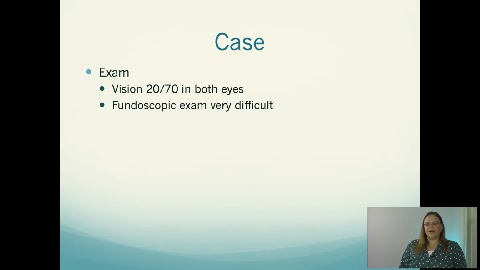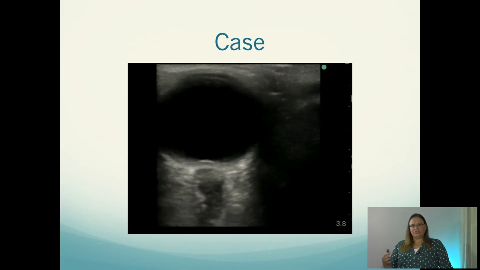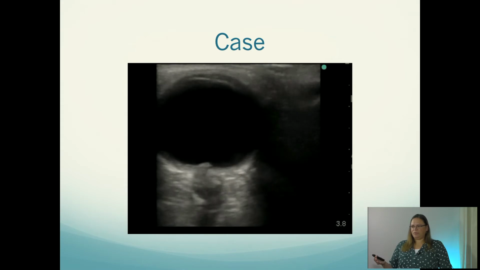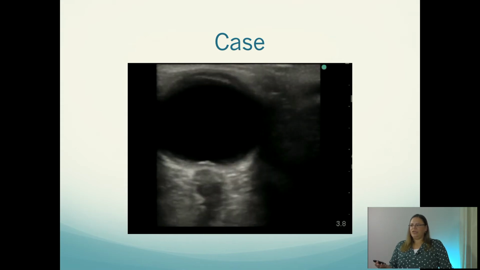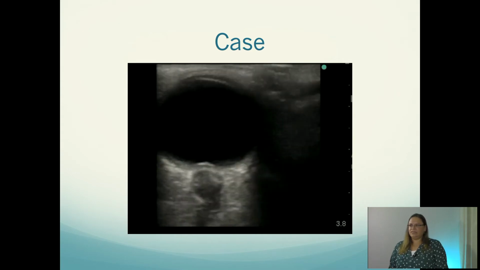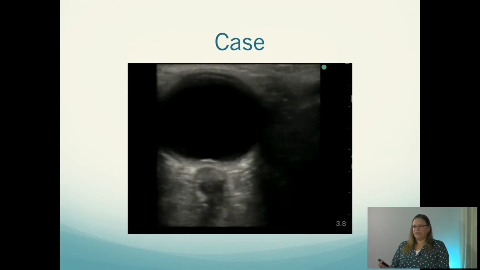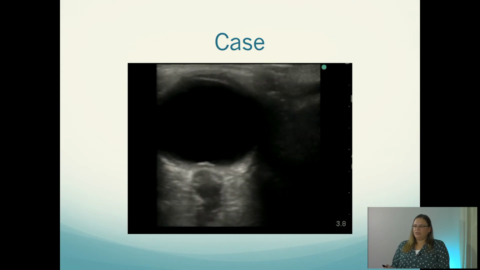and of course the fundoscopic exam is very difficult for multiple reasons. So we're going to take a look with ultrasound, and this is what we see. So again, you want to do your standardized approach, so the overall shape of the orbit, it looks round, it looks appropriate. You're going to examine for the lens, which is just out of view in this picture, but make sure that you're looking for your lens. Examine the vitreous. Is there anything there that shouldn't be? Are there any signs of retinal detachment? It looks good to me.